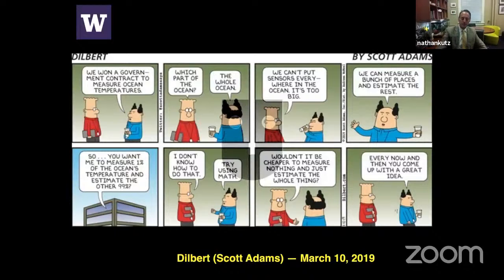Like I said, this was a funny cartoon because normally the pointy hair boss is always an idiot and wrong. But in this case, he doesn't know what he's talking about, but he does say try using math, and Dilbert doesn't know how to do it. So Dilbert needs to go back to school. He needs to take this mini course, and then he would be able to do it.